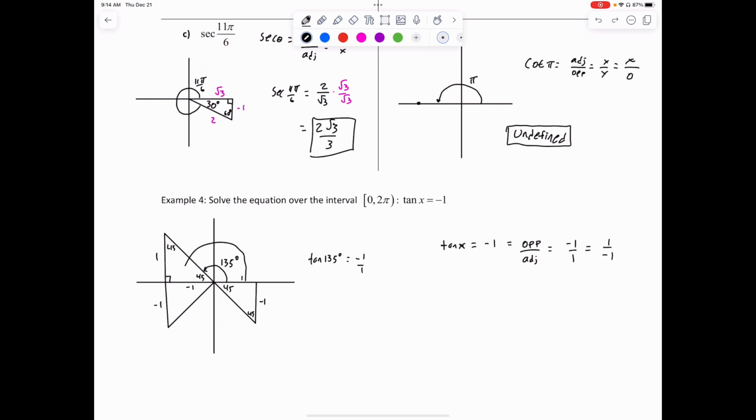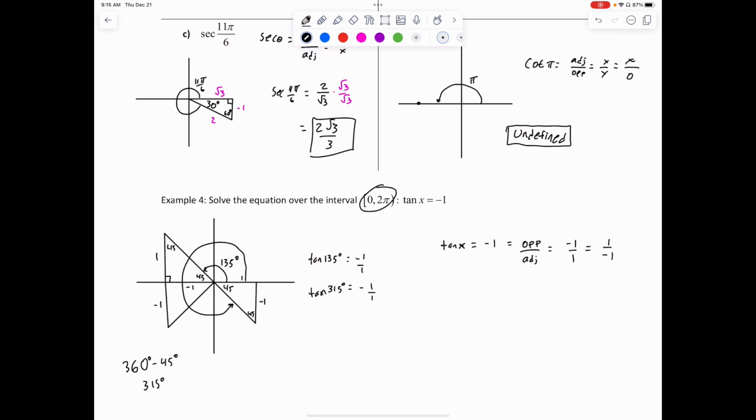But for our angle, we're really looking at this entire angle right here, which is basically 360 without this 45 degrees. 360 degrees minus 45 degrees leaves me with an angle of 315 degrees. So the tangent of 315 degrees is going to be -1 over 1. And so I get that x could be 315 or 135 degrees.